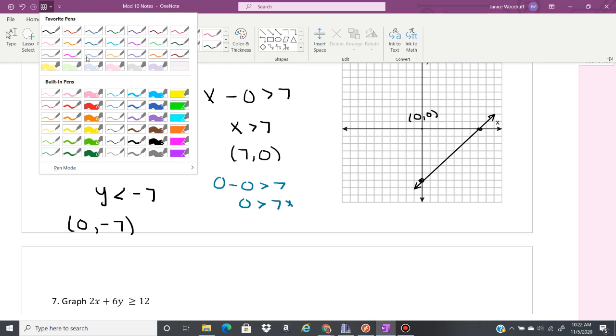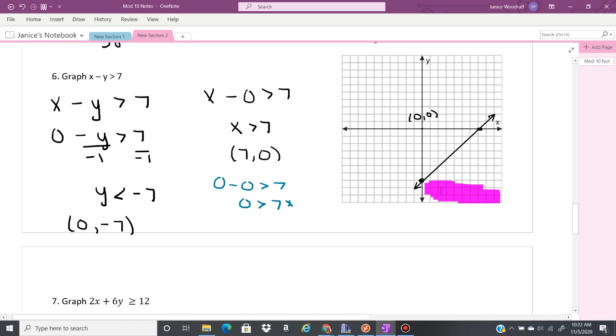So here for shading, let's grab a highlighter. You're going to shade underneath this graph.